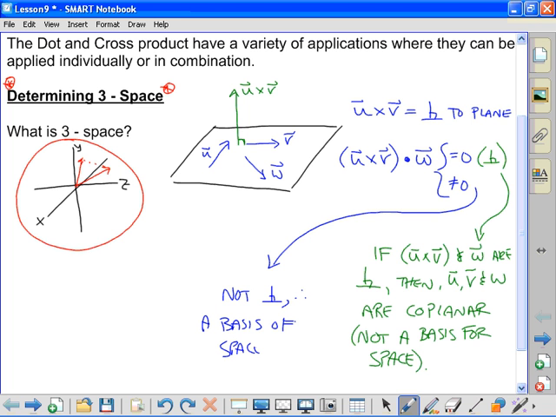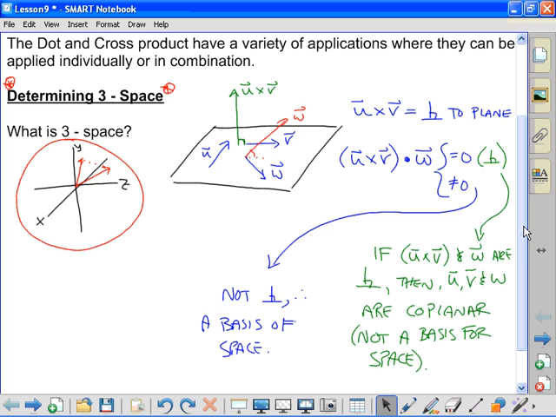So that's basically the question. When you're talking about 3 vectors and whether they span 3-space, it's basically asking: is w on the piece of paper, or is w pushing u off the piece of paper? So that's our quick test right there.